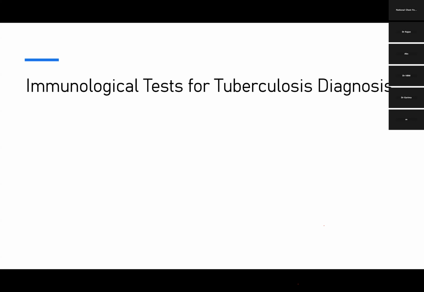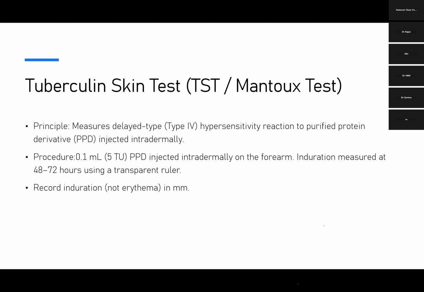Now coming to the immunological tests for tuberculosis. The original tuberculin skin test, or the Mantoux test. So what is the principle behind it? It measures the delayed type 4 hypersensitivity reaction to purified protein derivative, PPD, which we inject intradermally. The procedure is that 0.5 ml of 5 TU of PPD is injected intradermally on the forearm, and induration is measured at 48 to 72 hours using a transparent ruler.